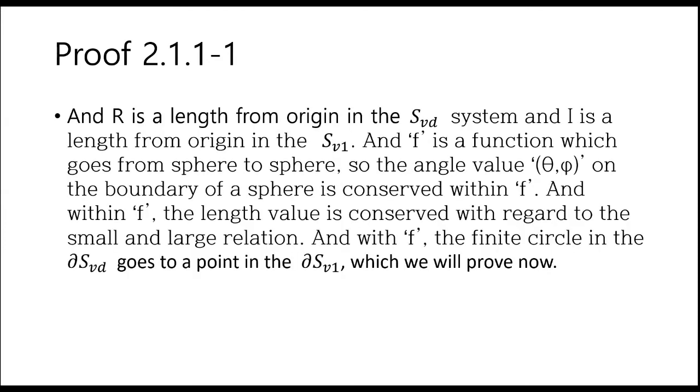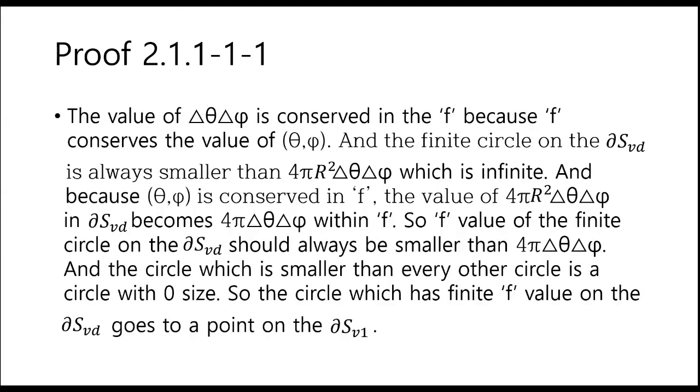And R is the length from the origin in the S3D system, and I is the length from the origin in the S3D1. And F is a function which goes from sphere to sphere, so the angle value theta, phi on the boundary of a sphere is conserved within F. And within F, the length value is conserved with regard to the small and large relation. And with F, the infinite circle in the DS3D goes to a point in the DS3D1, which we will prove now. The value of delta theta delta phi is conserved in F, because F conserves the value of theta, phi.